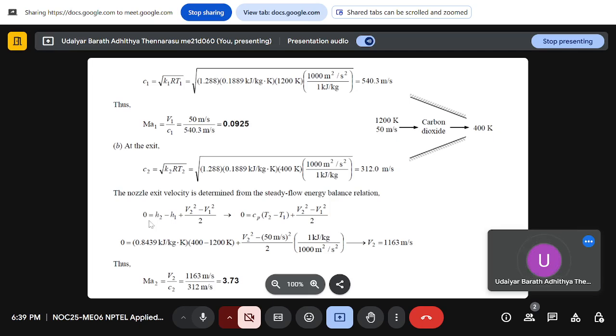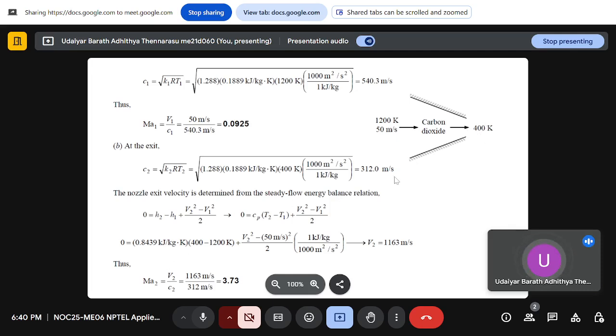The only unknown will be the velocity at the exit. So substituting here, we get H2 minus H1 plus (V2 square minus V1 square) by 2 equals 0, and H2 minus H1 can be written as Cp (T2 minus T1). So Cp value is 0.8439 for carbon dioxide, and the temperature difference is 400 minus 1200, plus (V2 square minus 50 square) by 2 divided by 1000 to convert into kilojoule. So we get V2 as 1163 meters per second. So we have found the velocity at the exit of the nozzle.